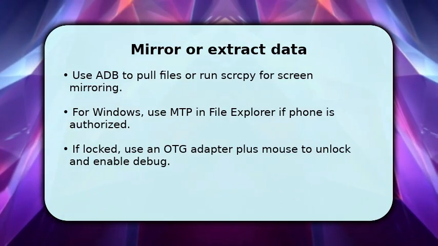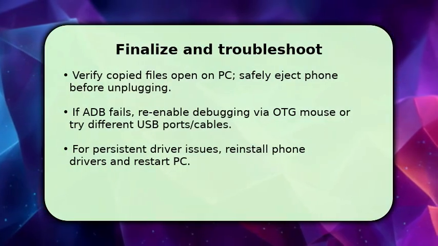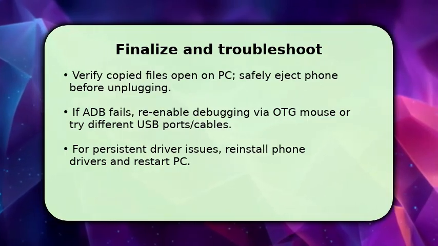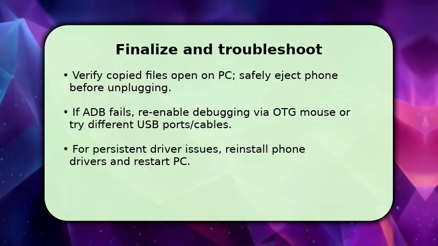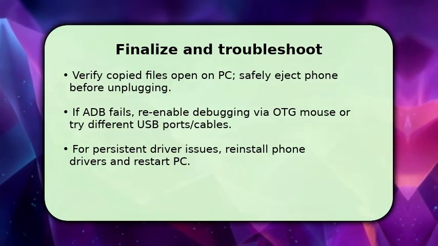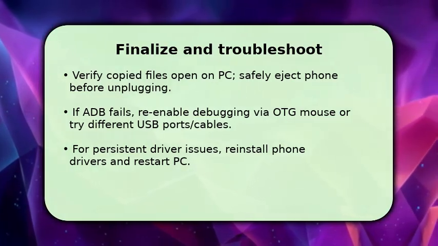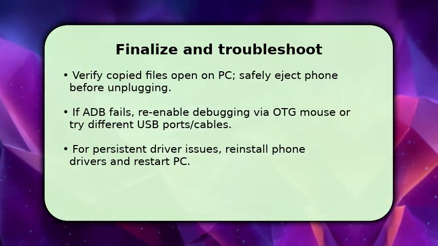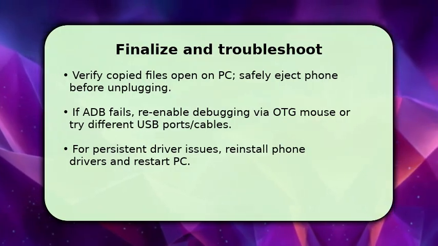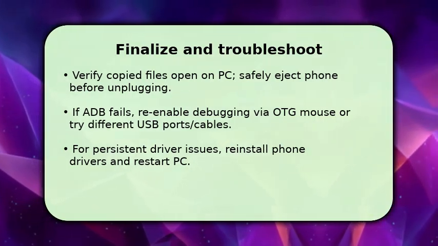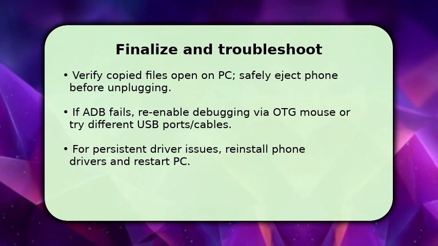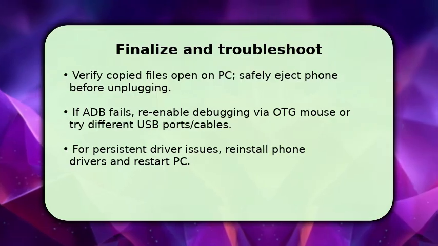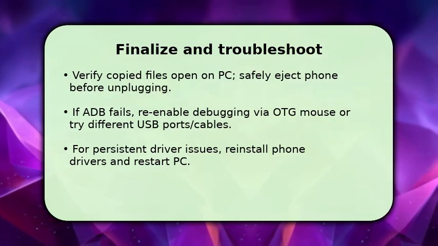Finish by verifying the files you copied open correctly on the PC, then safely eject the device before unplugging to avoid corruption. If ADB or mirroring fails, make sure the phone authorized the PC. Use an OTG mouse to tap authorize if needed. Also try different USB ports or a high-quality cable, because many failures trace to hardware. If drivers are the problem, reinstall the phone's USB/MTP drivers and restart your computer. This usually resolves recognition issues and gets you back on track.